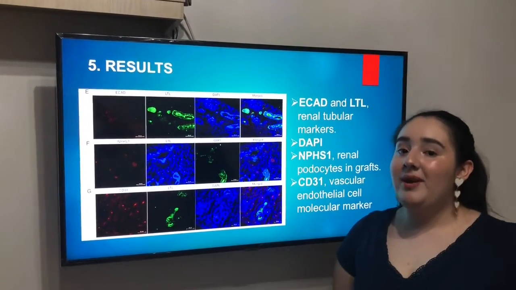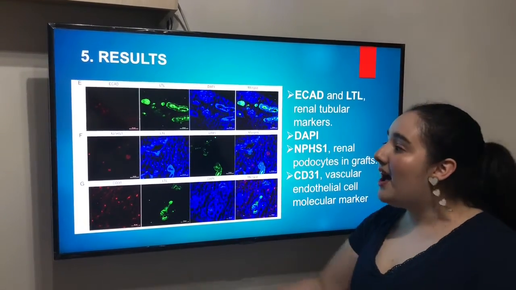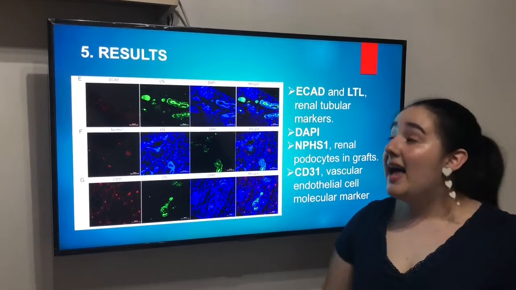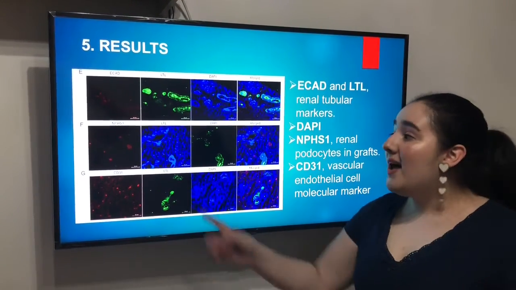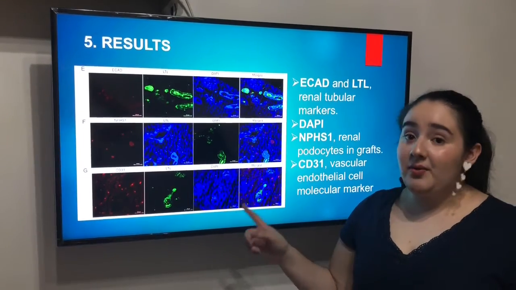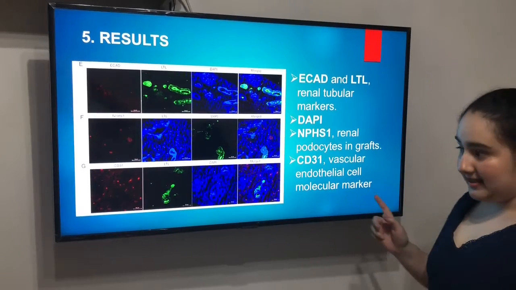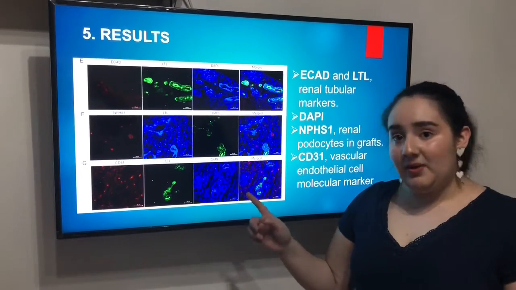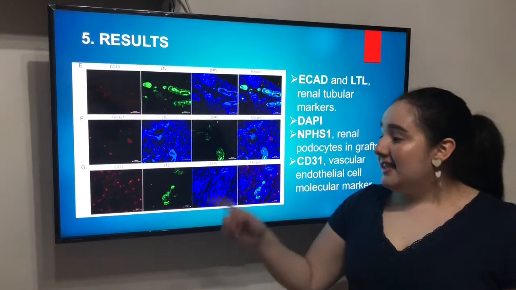Here at image F, we have the detection of NPHS1, which is a marker for podocytes. We also have the LTL and the DAPI markers. At merge, that is when we have all of them, we can see that the one with a major expression was the LTL. At image G, we have the marker CD31, which is a marker for vascular endothelial cells. We also have LTL and DAPI. We can see at the merge that the ones that have a major expression were CD31 and DAPI.